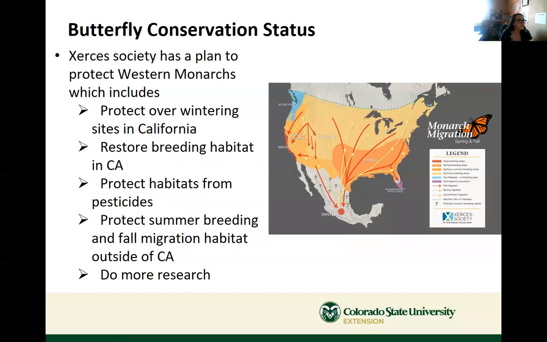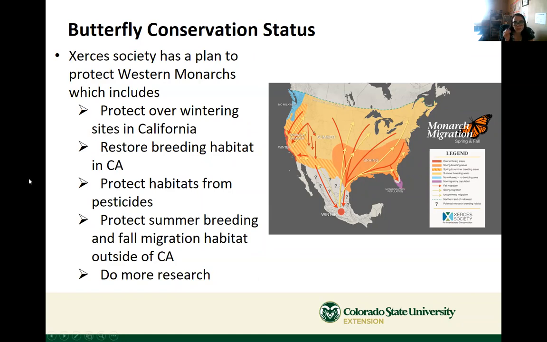The Xerces Society obviously is a huge advocate for butterflies and insects. They have a plan that I very vaguely laid out here, but you can read more on their website. They do have a plan to protect Western monarchs. So their plan is five-pronged: protect overwintering sites in California, restore breeding habitat in California, protect all habitats from pesticides, protect summer breeding and fall migration habitat outside of California, and then do more research to figure out what's going on with the monarchs and what they can do. So that is good that somebody is paying attention.